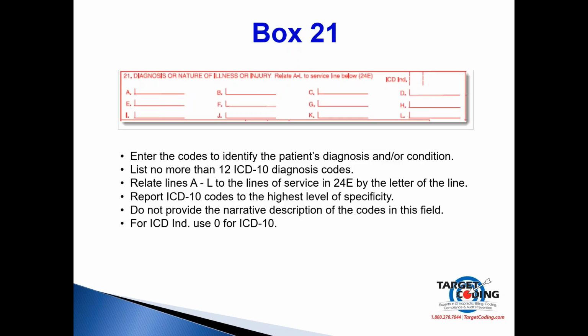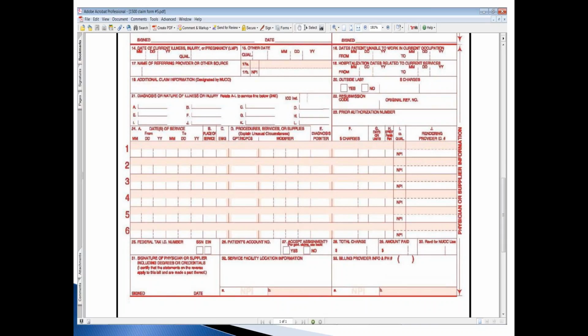Now, you may only want to report 4, even though you may have 5, 6, or 7 diagnosis codes in your notes. Some health plans only want to see 1 diagnosis in position A. So there's up to 12 diagnosis codes. There's an ICD indicator. That should be the number 0 for ICD-10. You want to report codes to the highest degree of specificity. So we're going to get back to box 21 when we go over diagnosis pointing.